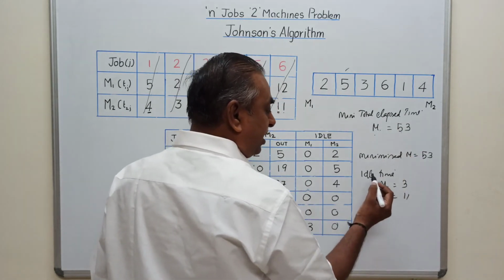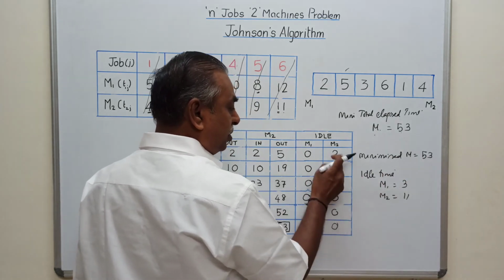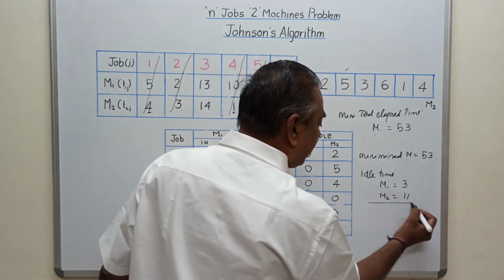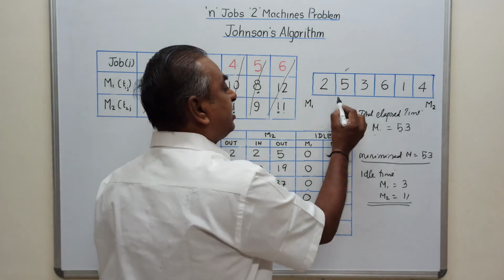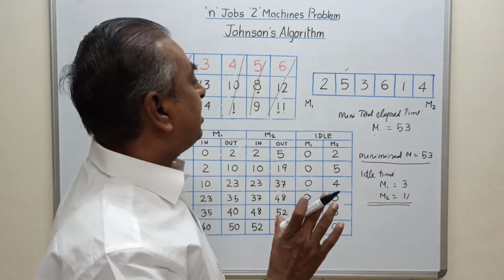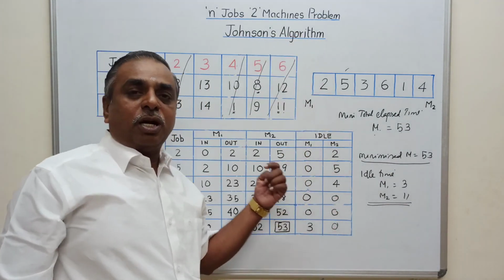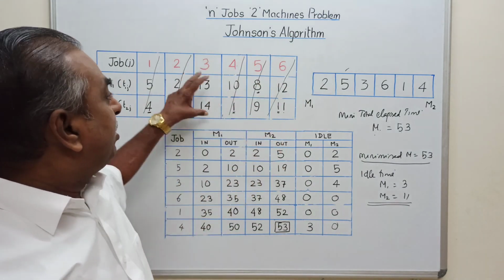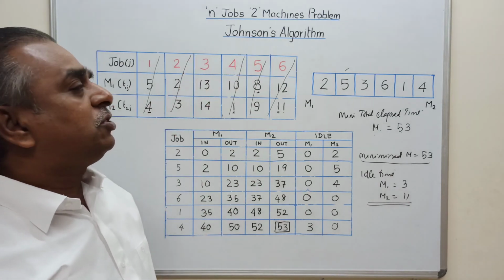Then the idle time of machine M1 is totally 3. The idle time of machine M2 is totally 2 plus 5 plus 4, which is 11. So this is the idle time of all the machines, and this is the minimized maximum time. This sequence 2, 5, 3, 6, 1, 4 will give you the minimized maximum time using Johnson's algorithm. Of course, this problem can be solved for any number of jobs with 2 machines. Now in this example problem, we have solved only a 6 jobs with 2 machines problem.